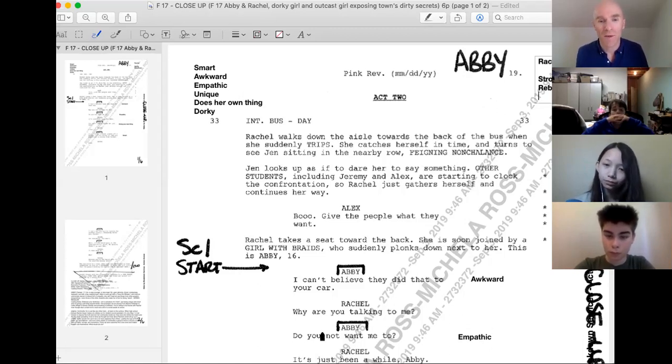So throw some options for me into the chat window. If I'm playing Abby and I need to make choices about Rachel, right? She's strong. She's rebellious. Maybe she's independent, right? What else?